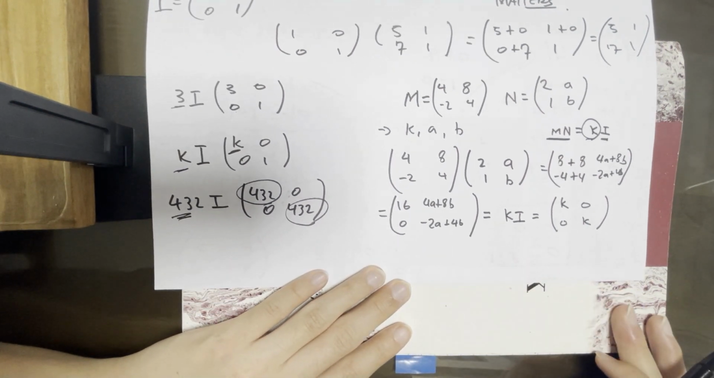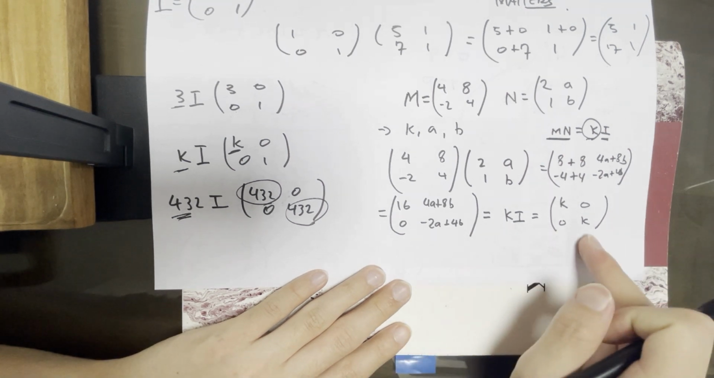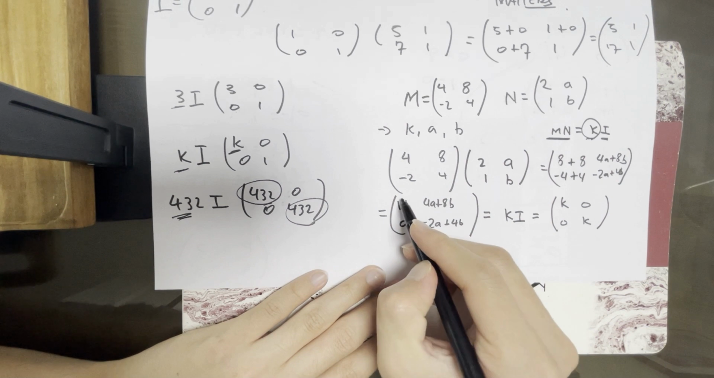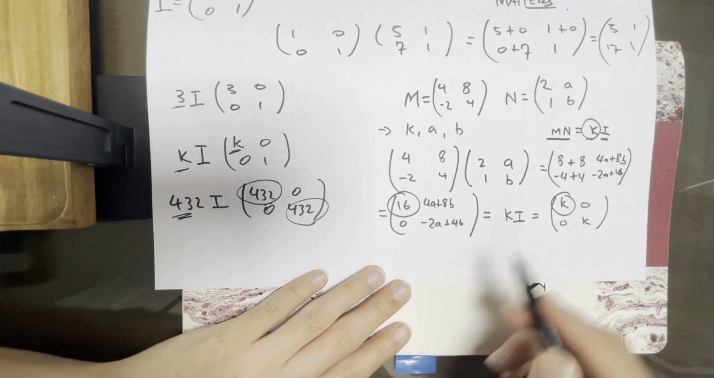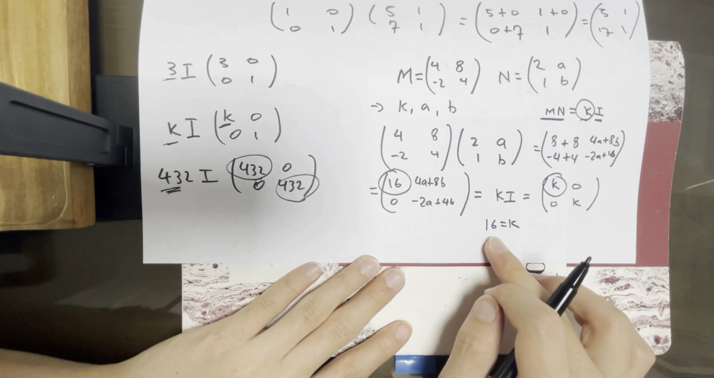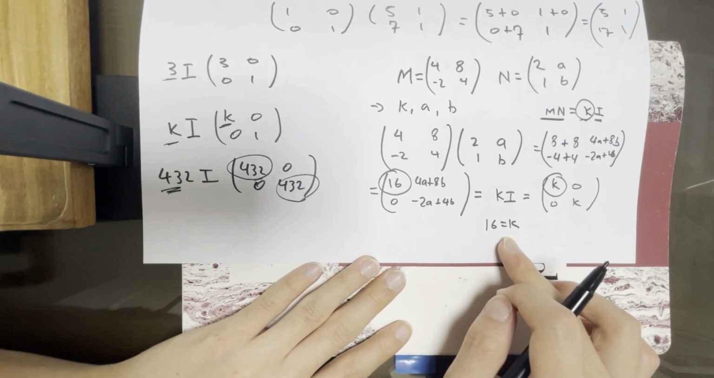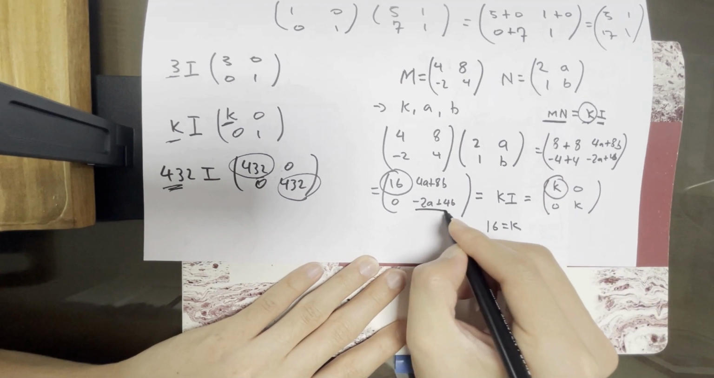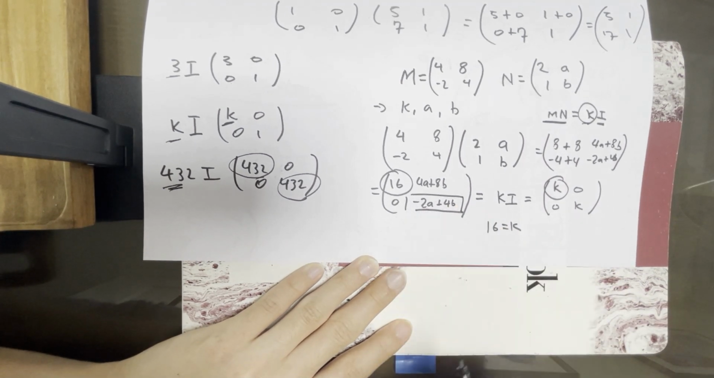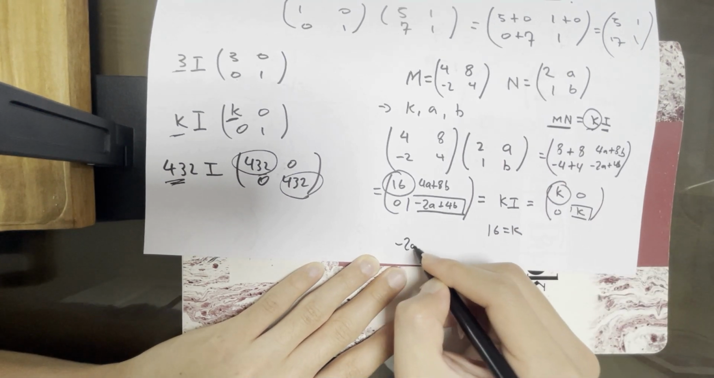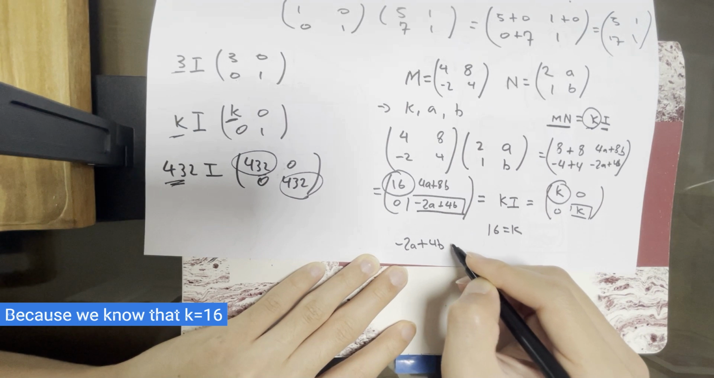Now, how do we solve it? Well, we do the substitution method that we just did. So we know that 16 is k, right? Because same location. If k is 16, that means minus 2a plus 4b, you see, notice this one? This also has to equal k. Minus 2a plus 4b is equal to 16.